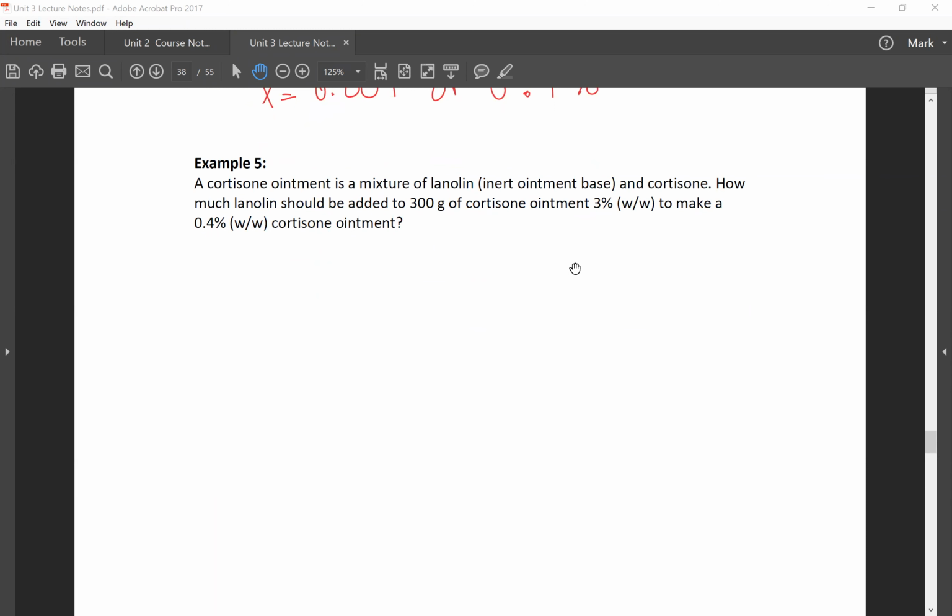A cortisone ointment is a mixture of lanolin, which is the base, so kind of like the cream, and cortisone. How much lanolin should be added to 300 grams of cortisone ointment, 3%, to make a 0.4% ointment? For this question, we're going to use the formula from above. Oh, and I have a message in the chat here. Okay, 22.5. Let's check it out.